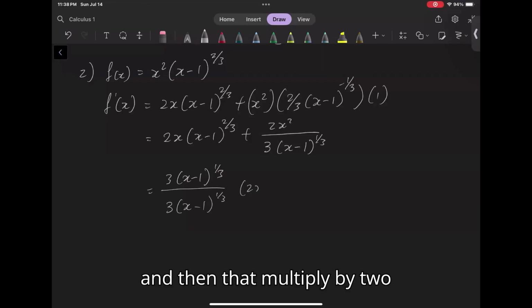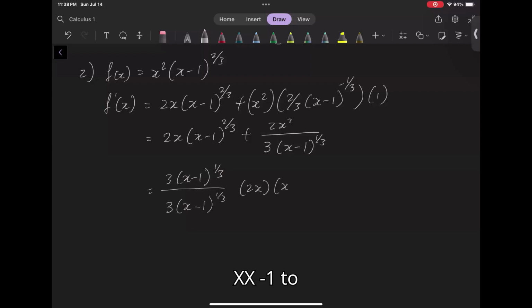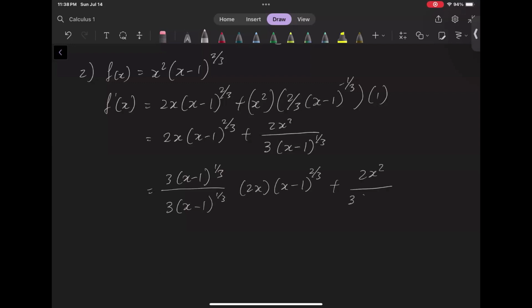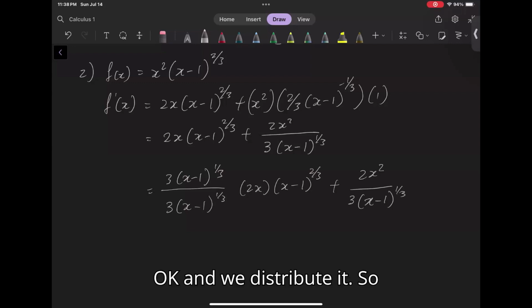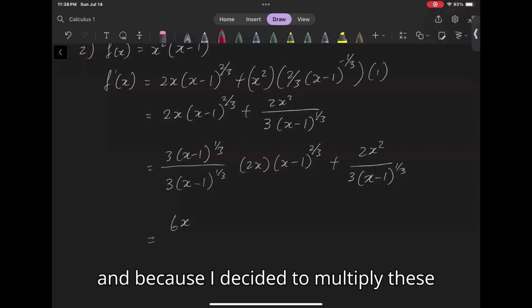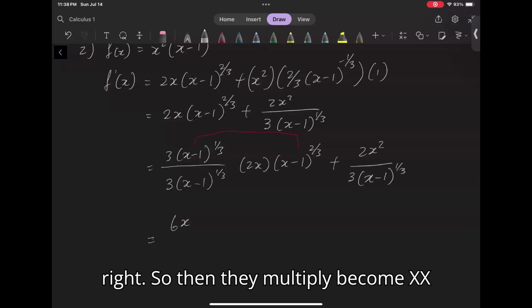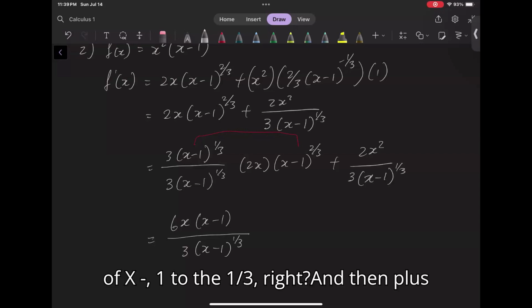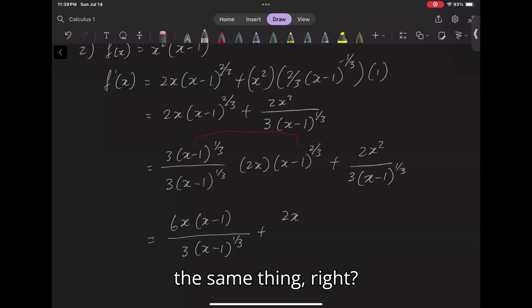And then that multiplied by 2x times (x minus 1) to the 2/3, right? Plus the same thing. Okay, and we distribute it, so then we get 6x on top. And because I decided to multiply these two together, the powers add, right? So it becomes (x minus 1) to the power of 1, since 1/3 plus 2/3 becomes just 1. And this is all over the same thing, which is 3 times (x minus 1) to the 1/3, and then plus the same thing.